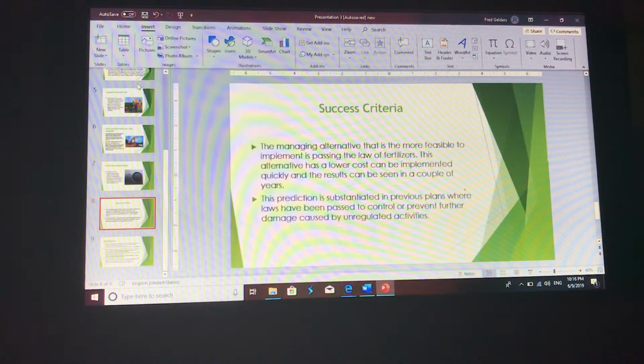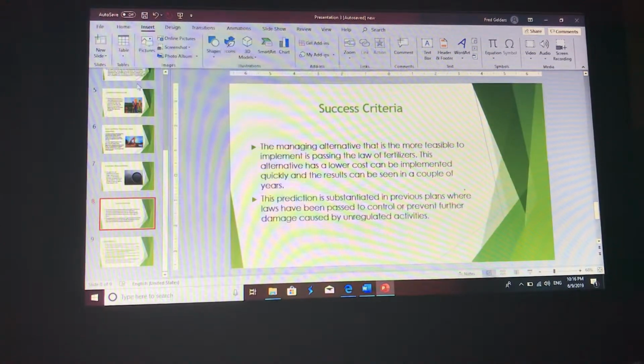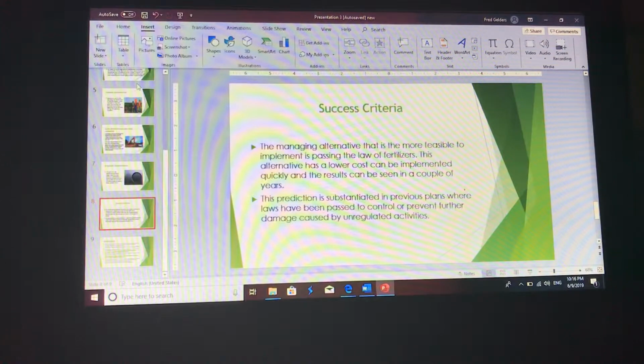So, given this as an example, when you implement something and people follow these guidelines, you can see results in the future. This, in my opinion, is the most feasible because it has a lower cost and it will be only a matter of time and training for some results to be seen.